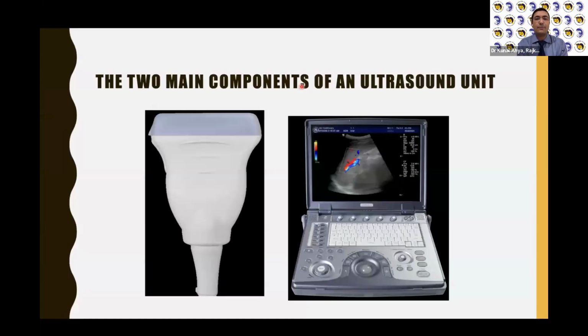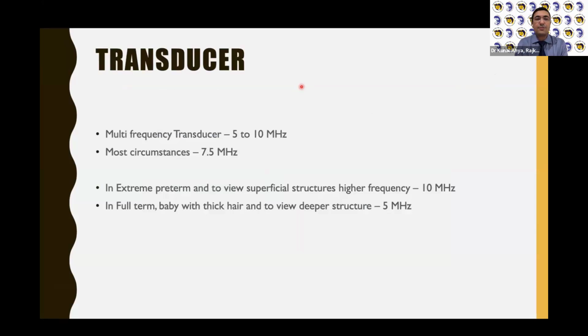So basically there are two main components of the ultrasound unit. This has already been covered, but just to brush up, because there are slight differences while we are doing an echocardiography against while we are doing a USG brain. So when we are discussing the ultrasound of the brain, the transducers which we are using are between 5 to 10 megahertz, which is the ideal transducer. In most circumstances 7.5 is the adequate frequency which we use.